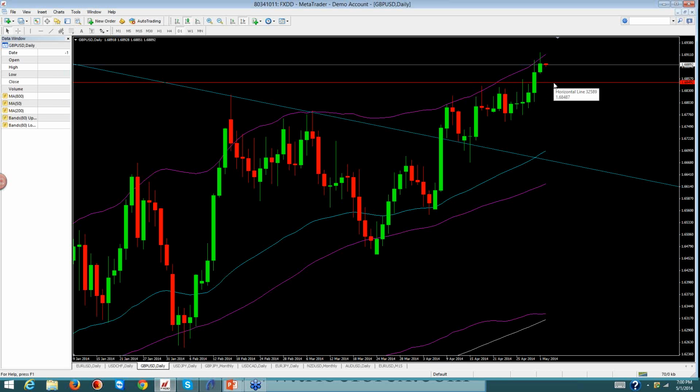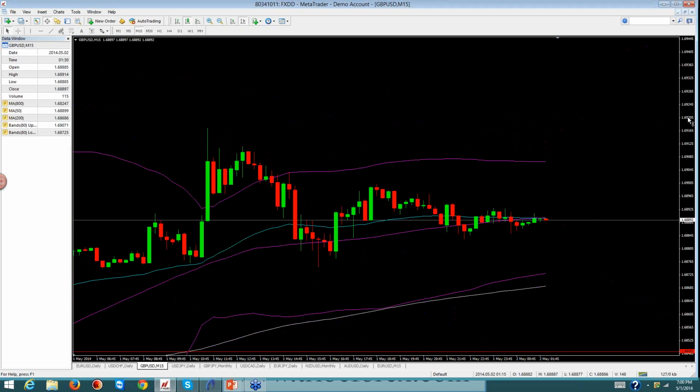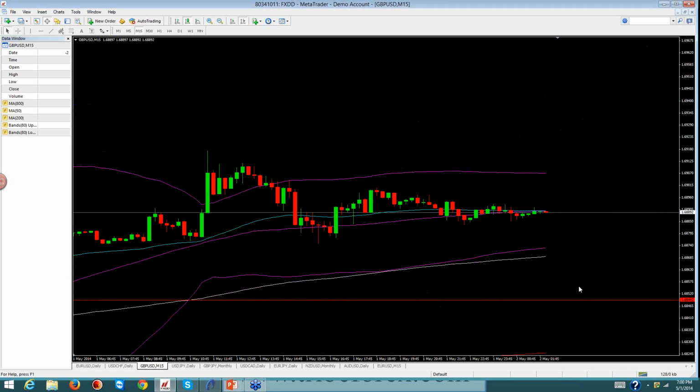Now, if price comes down here to 168.50 on my lower time frame, and it does not go straight through, if it gives me a reversal candle here, I'm going to consider potentially a buy. So I've got a sell bias here on the pound dollar.